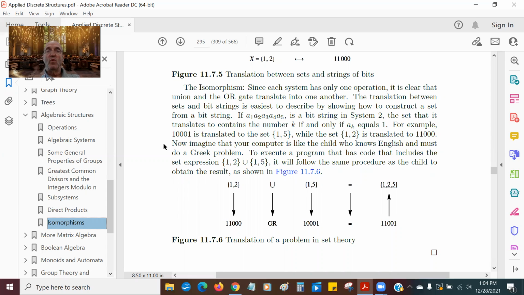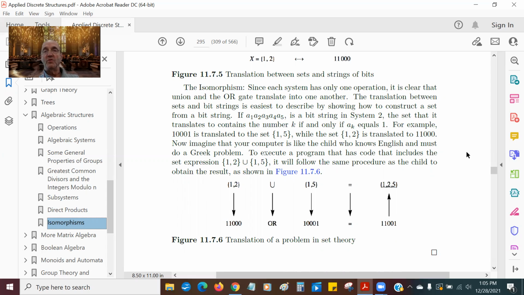So for example, 1, 0, 0, 0, 0, 1 would be the set {1, 5}, meaning I have a 1. I have zeros here, so I don't have a 2, I don't have a 3, and I don't have a 4, but I do have a 5. So 1, 0, 0, 0, 1 translates to {1, 5}. And the set {1, 2} would be 1, 1, 0, 0, 0, which is I have a 1, I have a 2, but I don't have a 3, 4, or a 5. That's where they get zeros here.